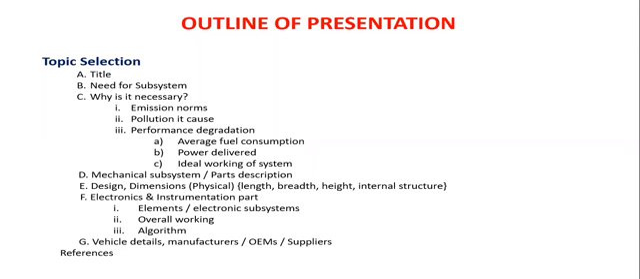discuss the mechanical subsystems and parts description and the design dimensions of the automatic transmission, and also we'll discuss the electronics and instrumentation parts, consisting of the electronic subsystems, overall working and working algorithm of automatic transmission, and some vehicle details and manufacturers who are supplying the automatic transmissions, the OEMs list, and their place will be represented in this presentation.